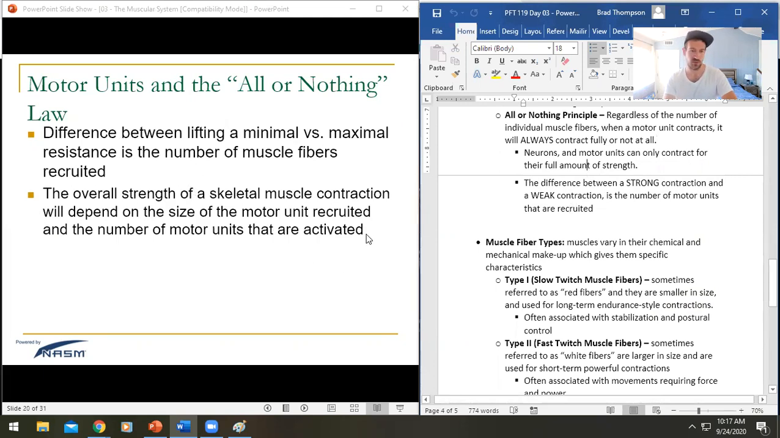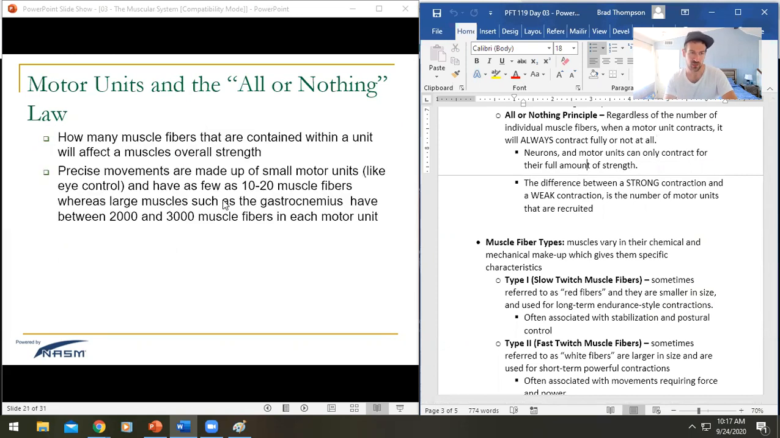Oops, I got ahead on the notes, but that's what it says in this slide here. Oh, and here's a fun one. I forgot this is in here. So how many muscle fibers are contained within a unit is what's going to affect the strength.